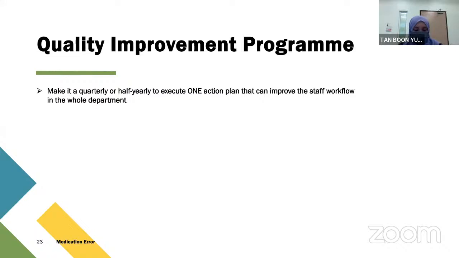The fifth one is quality improvement program. You can make it quarterly or half yearly to execute one action plan that can improve the staff workflow in the whole department. This is more to record and analyze all drug selection, preparation, labeling and filling errors identified during routine checking processes. So this one is more to quality lah. Bila you tengok staff prepare or fill, you boleh check kalau ada steps yang boleh dibuang ataupun di-replace. So dari situ you boleh improve the quality.